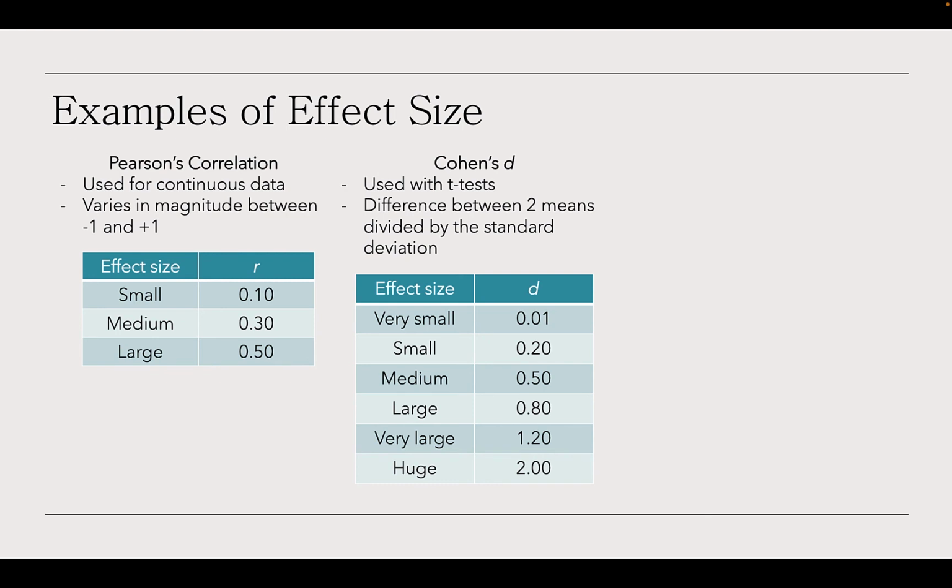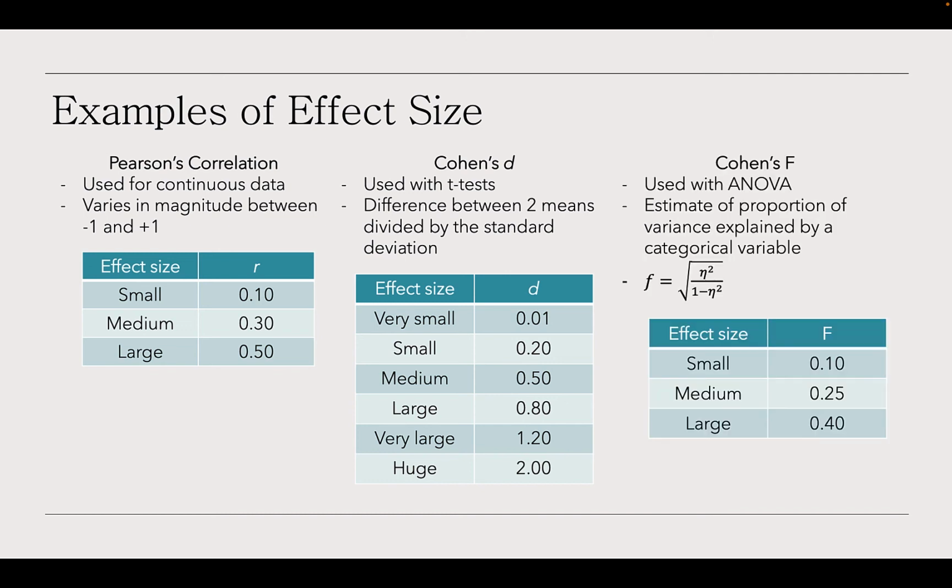All right, Cohen's d, as you know, is used with t-tests. So it's the difference between two means divided by the standard deviation. All right, and you can see the table here I've provided that goes from a very small effect of 0.01 all the way to a huge effect of 2. Usually when conducting power analyses, you work within that small to large range, small being 0.2 up to large being 0.8.